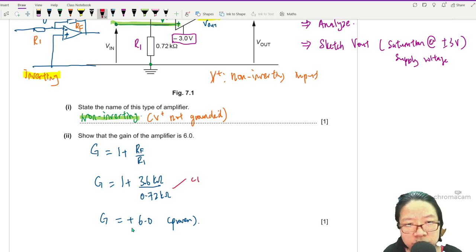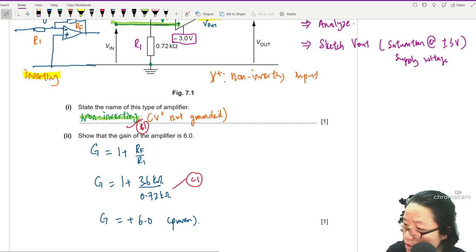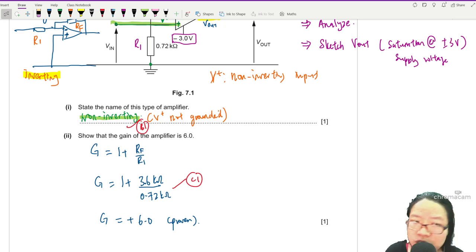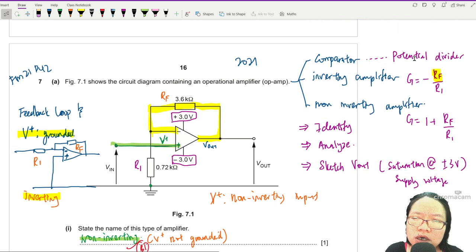If you show the substitution here, you will get 1 mark. For this one, if you get the right answer, you will get 1 mark. Okay? So for op-amps, there are general equations. Do you need to know the proof?